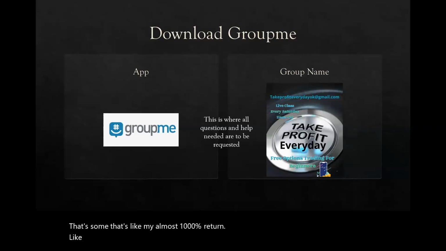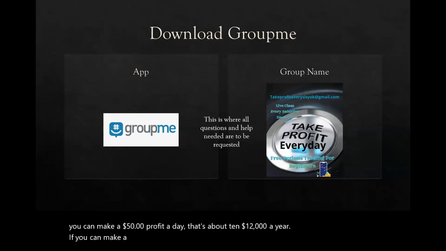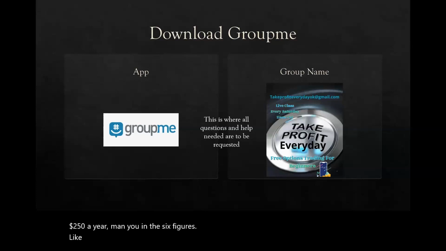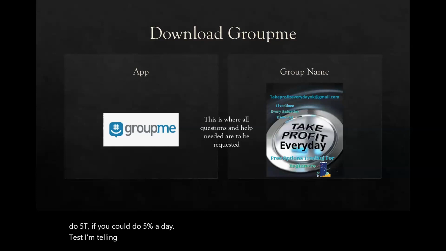You got to understand, it's all about percentages. If you can make a $50 profit a day, that's about $10,000, $12,000 a year. If you can make $150 a day, I want to say that's about $25,000 to $30,000 a year. If you can make $250 a day, man, you're in the six figures. People, you be thinking it's little, but I'm telling you, it adds up. Compound interest. If you can do 5% a day, that's well more than that bank account is giving you.